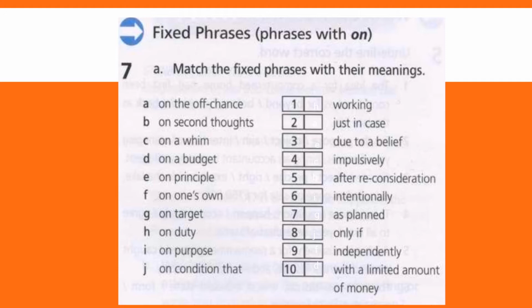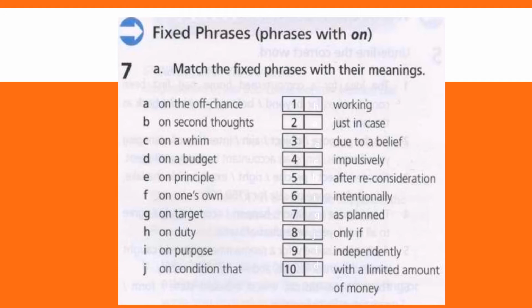So we got here on duty. The second one, just in case. So just in case will be equal to on the off chance. And using these fixed phrases in speaking tasks, like if you are speaking in class or if you are speaking with native people or whatever, it will help you give your meaning or express it in many ways, like not repeating the same word many times.